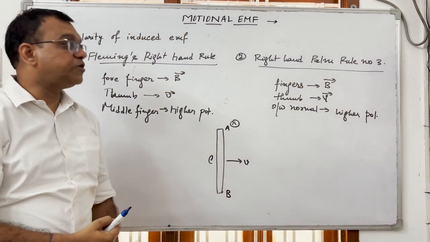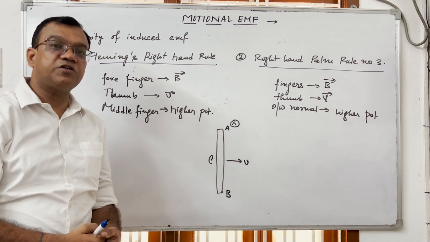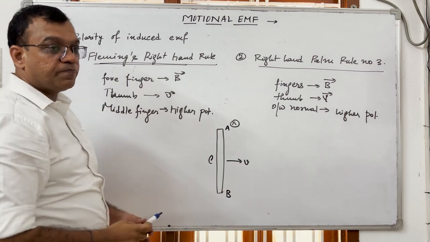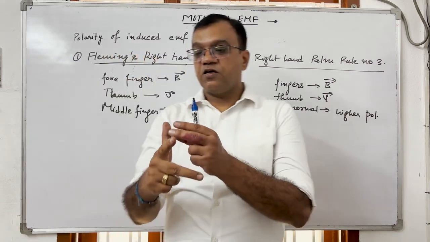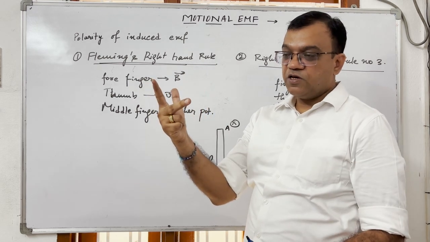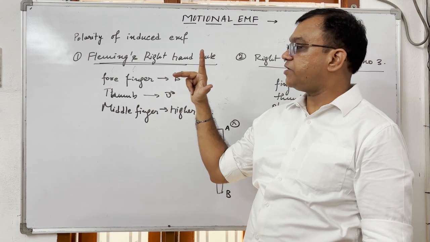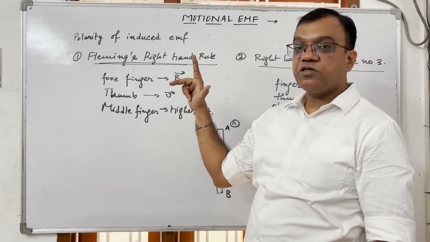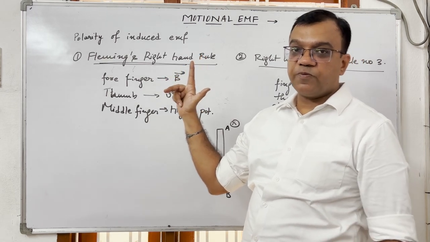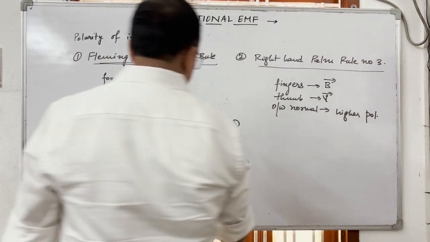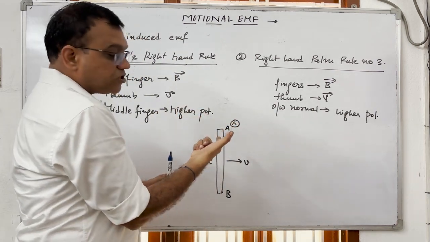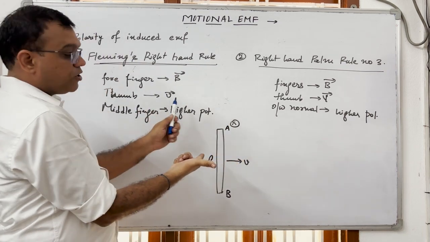Palm rule number 1 and 2 we use to determine the direction of magnetic field and the direction of magnetic force. Now, according to Fleming's right hand rule, you have to stretch the thumb, forefinger and middle finger of your right hand in 3 mutually perpendicular directions, like this, right? Now, this you point towards the magnetic field. Magnetic field is into the board this way. Thumb you point towards the velocity.